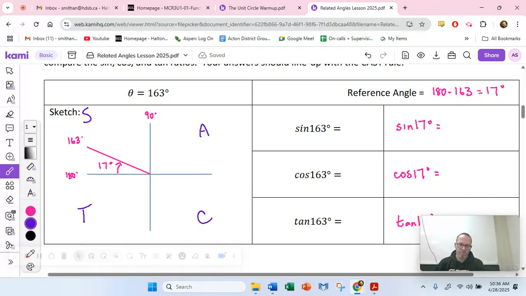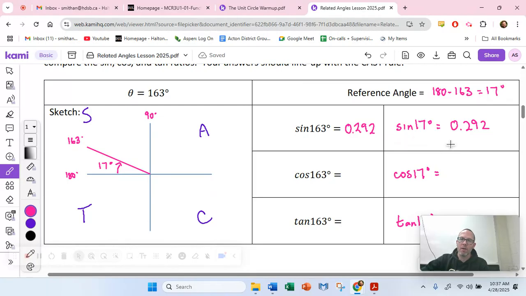Sine 163. Sine 163 is 0.292. We'll just go to 3 decimal places. I'm willing to put it all on the line here. I'm not even going to put it in my calculator. The sine of 17 will be 0.292 approximately. I just know it. Maybe I will double check. Yes, of course it worked. I knew it. I never had any doubts.